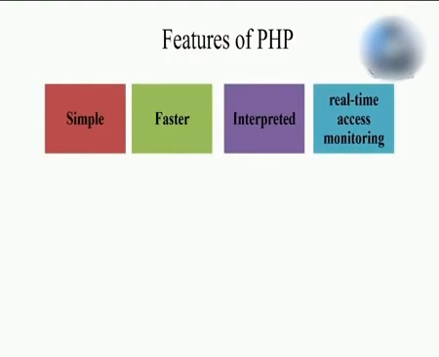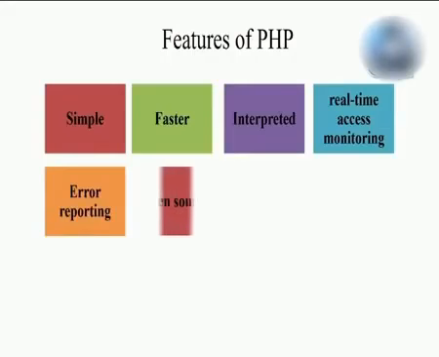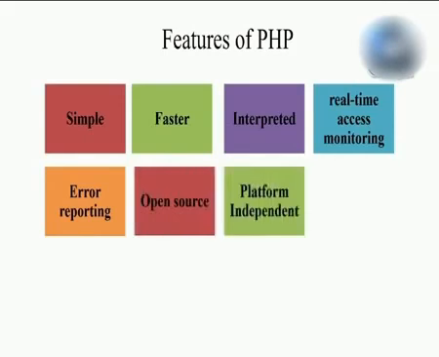Real-time access monitoring means PHP provides access logging by creating a summary of recent accesses by the users. Error reporting means PHP has some predefined error reporting constants to generate a warning or error notice. It's open source and free software. Anyone can download it easily and use it without paying anything for the PHP code.